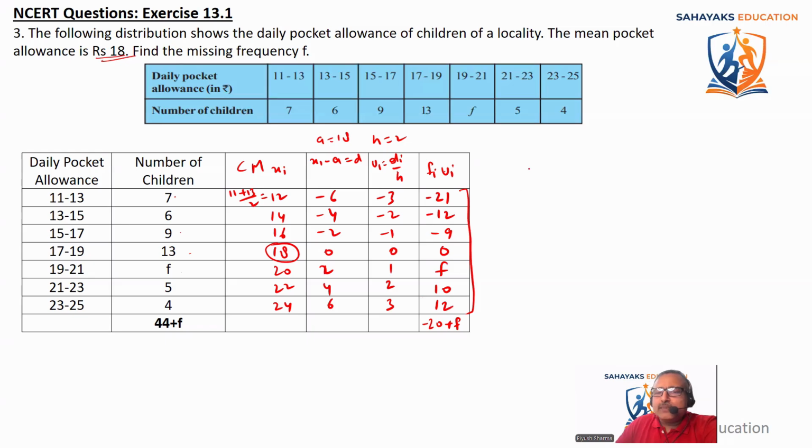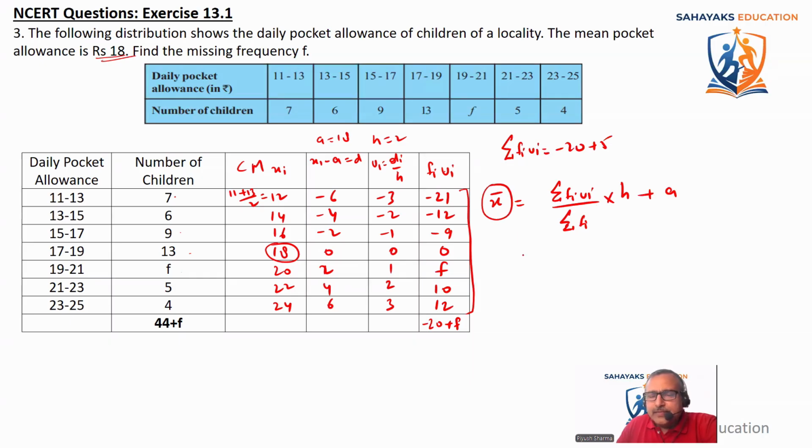Now we know sigma fi ui comes out to be minus 20 plus f. Now we have to find out x bar. X bar is equal to sigma fi ui divided by sigma fi, multiplied by h, plus a. Now this value is already given to us.